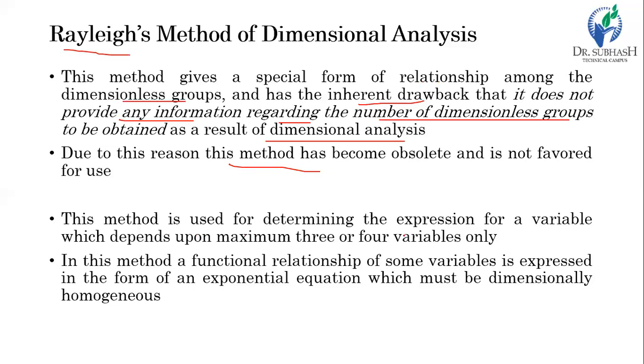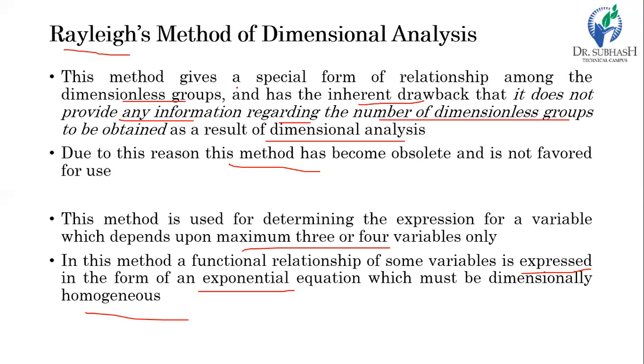This method is used to determine the expression for a variable which depends upon a maximum of three or four variables only. In this method, the functional relationship for some variables is expressed in terms of an exponential equation, which must be dimensionally homogeneous. So let's see how it works.